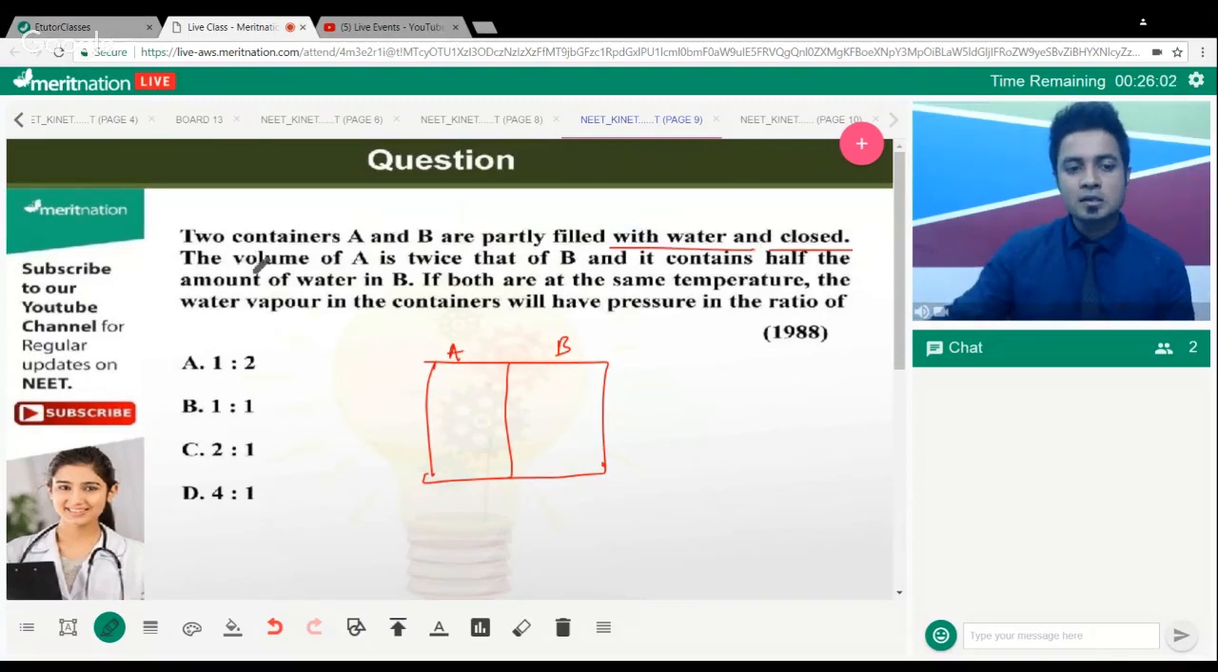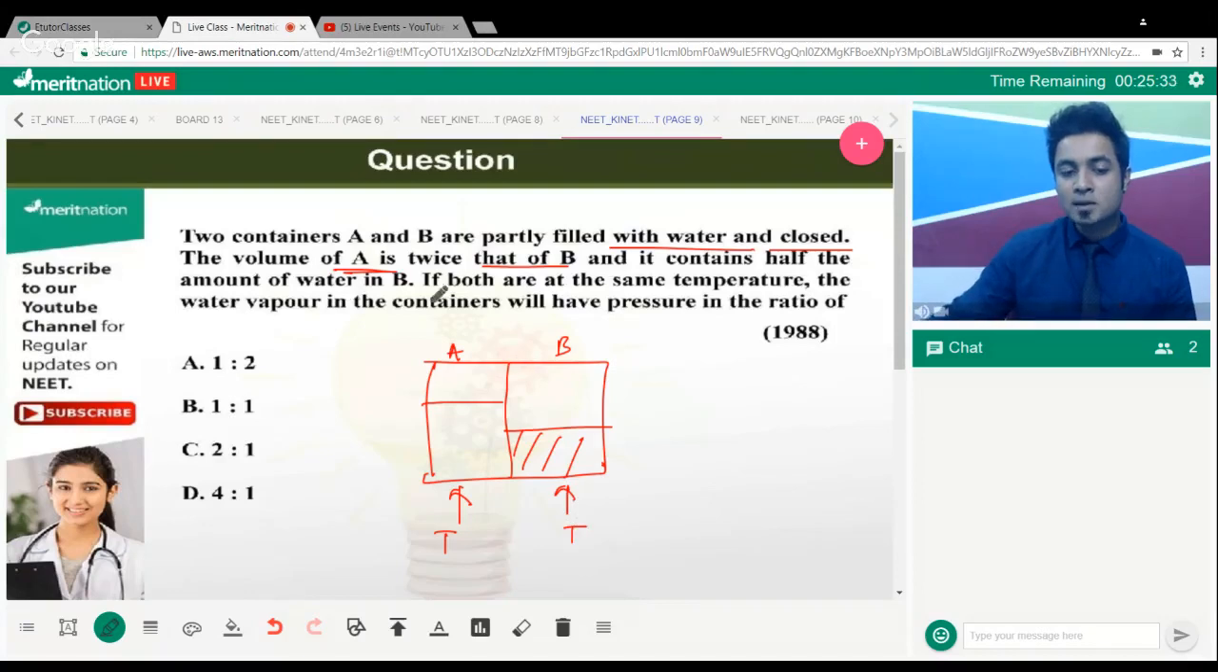Here the volume of A is twice the volume of B, and it contains twice the amount of water compared to B. What is happening here? The amount of water in A is twice the amount in B. And we are keeping both the containers at the same temperature.